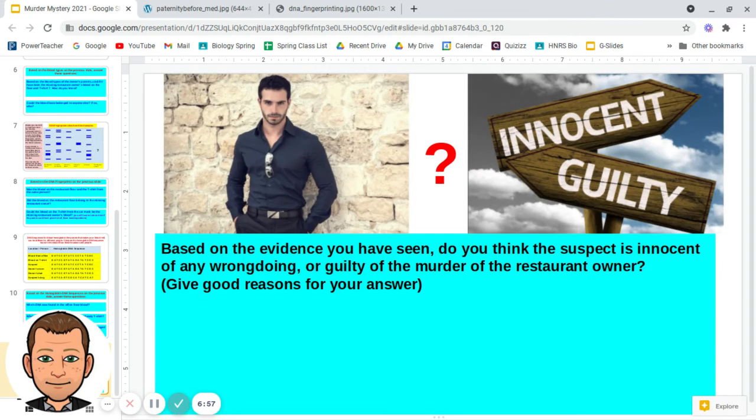And then at the end of the presentation, there will be a slide for you to make your decision about whether the suspect is innocent or guilty, and tell why you think he is innocent or guilty. Now, take your time with this, work through the information slowly, and think about it as you go, because your decision here, if this was happening in the real world, could either send an innocent man to prison for the rest of his life or let a killer loose on the streets.